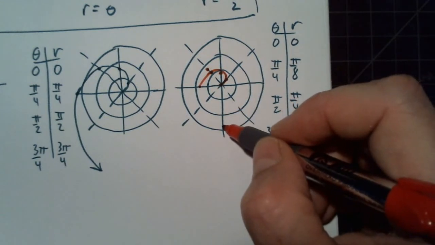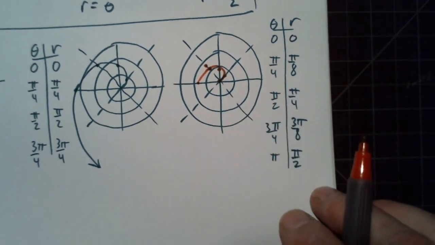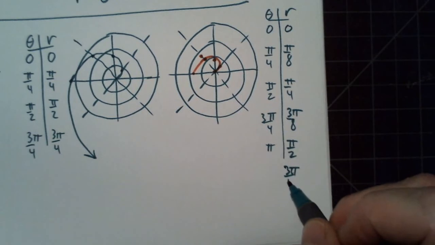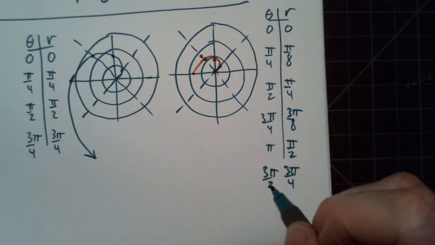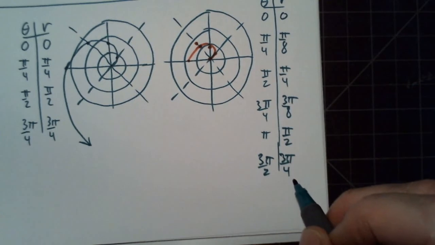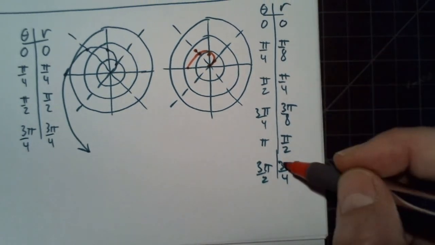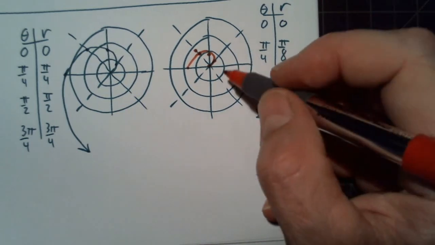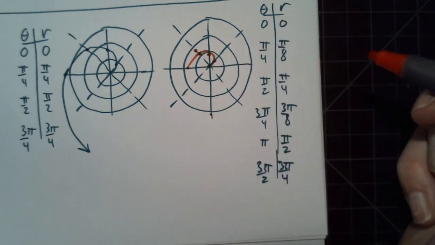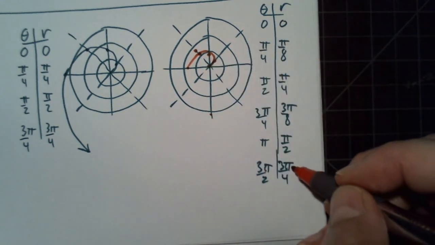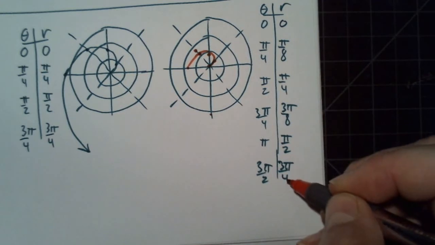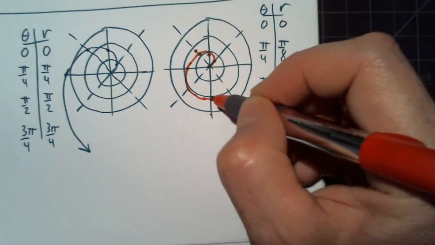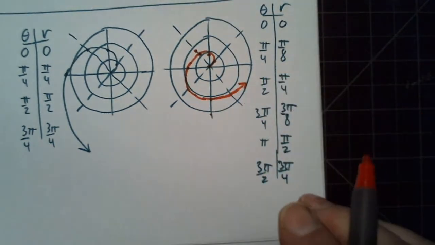At 3 pi over 2, the radius is 3 pi over 4, and now we have 12 over 4. That's about 3, a little more than 3. No, sorry, 9 over 4, so that's going to be a little more than 2. And we get a spiral.